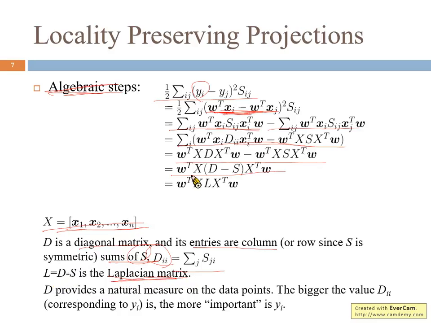After all this process, we can rewrite the original objective function into this formulation. In this formulation there is a Laplacian matrix, and this is why the method is called Laplacianface. The diagonal matrix D provides a natural measure on the data points. The bigger the value, the more important it is. The Laplacian matrix L simply measures the variance. We can imagine that the Laplacian matrix describes the variance from the sample data to the similarity.